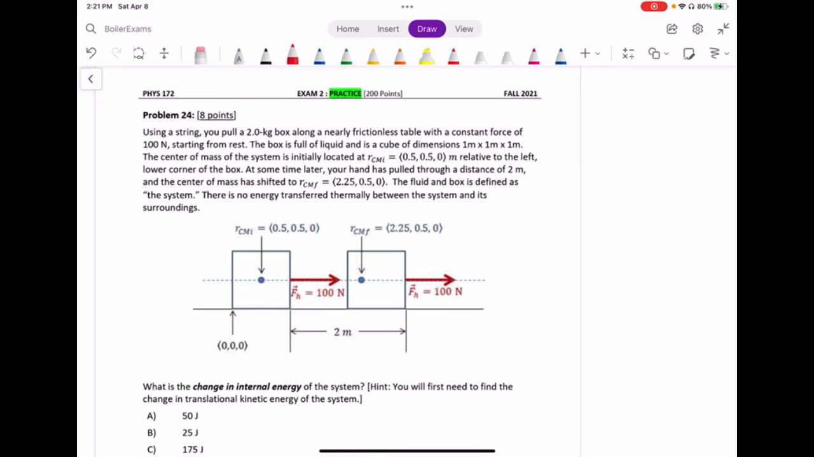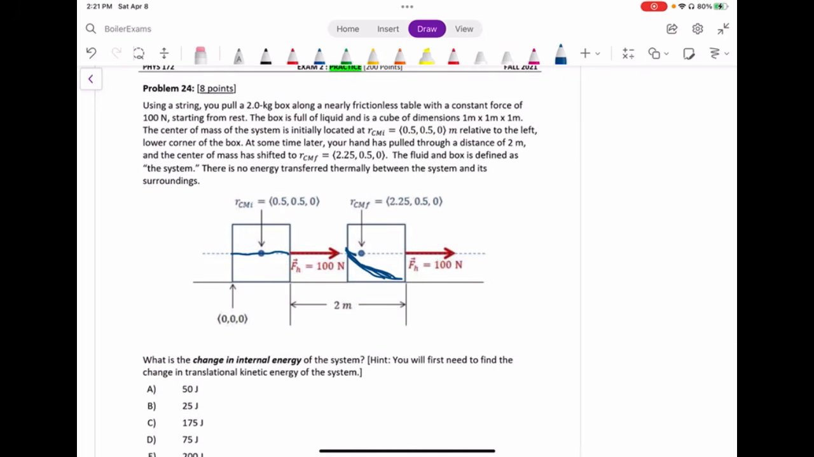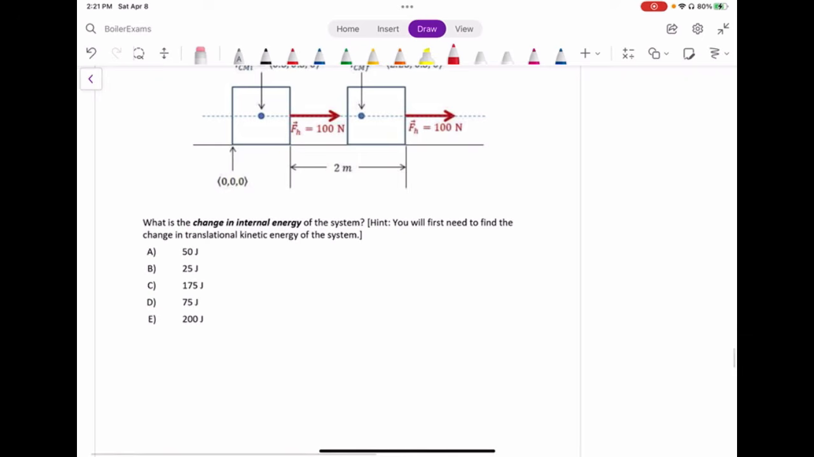Okay. Problem 24. Using a string, you pull a box. It's full of liquid, so initially you have liquid like this, and it's going to slosh. You're probably going to get a profile like that. So your center of mass is going to change, which they tell us. What is the change in internal energy of the system? As you may remember from previous problems, internal energy changes are only accounted for in the extended system. So let's set that up.